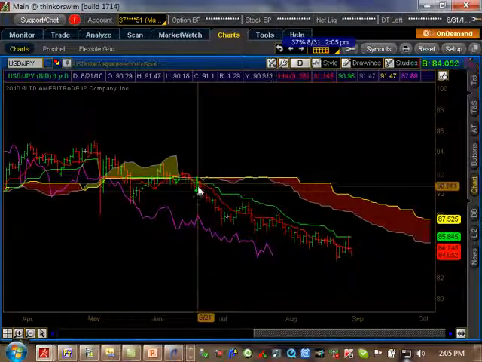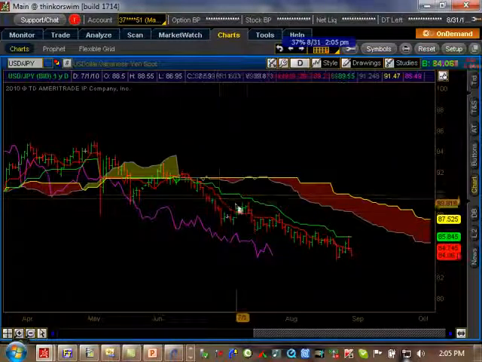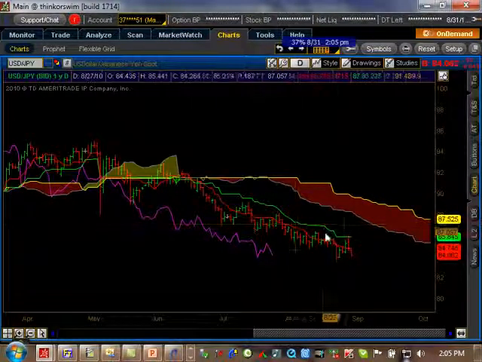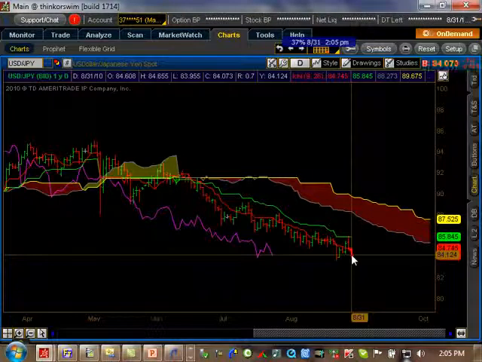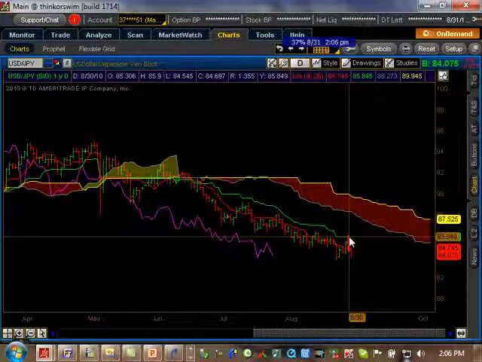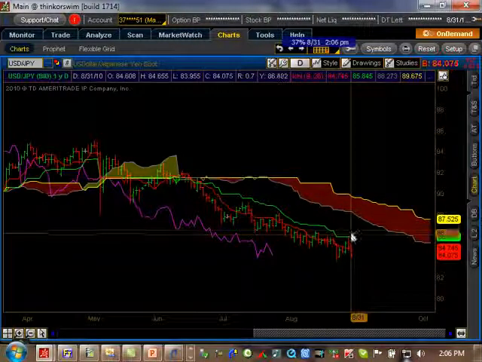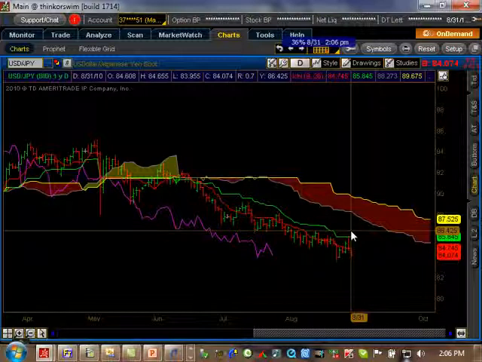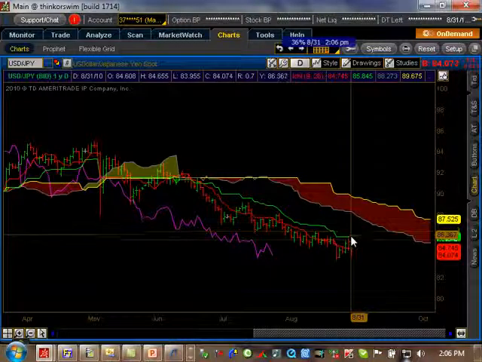Okay, and you can see that if you basically were in this trade and using the Kijun-sen as your stop, you're still in this trade. Okay, so that is the container for the trend. If price ever escapes that and crosses over to the other side, that indicates that a pullback is on the way or a trend change is about to occur.